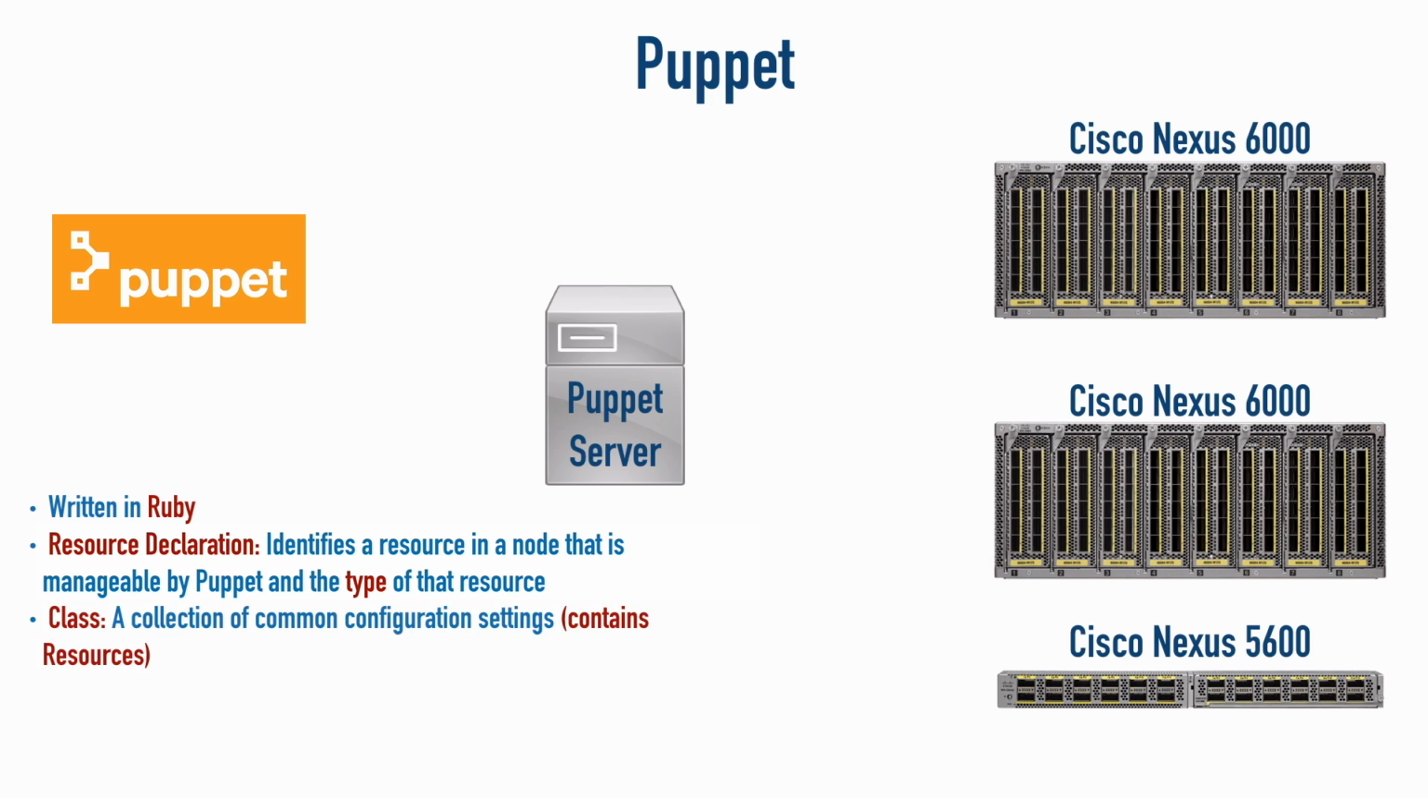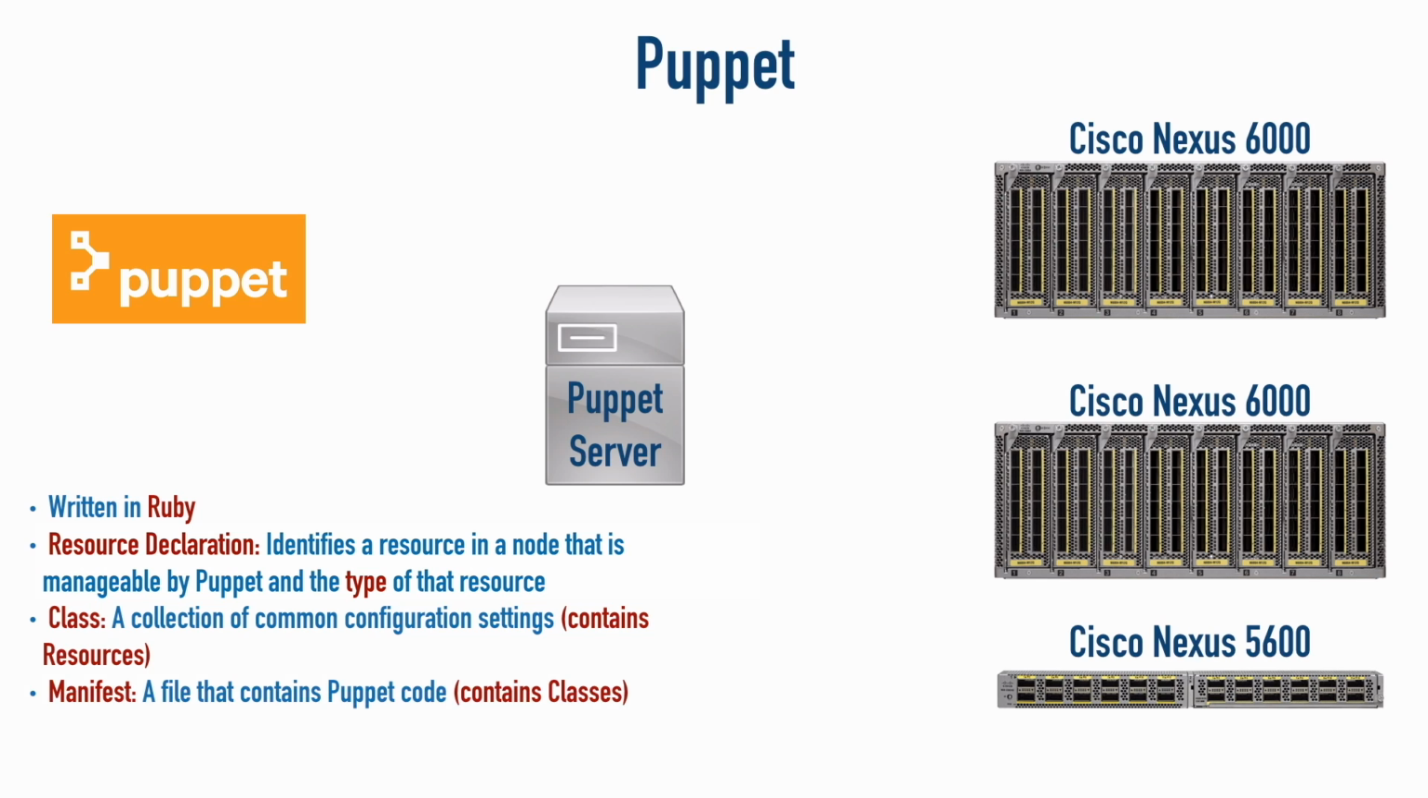And then we can take a collection of those common configuration settings and group them together in what's called a manifest. This is the Puppet code. This is what gets sent out to our devices. This manifest is going to accomplish a particular job, and it's going to contain a collection of classes.